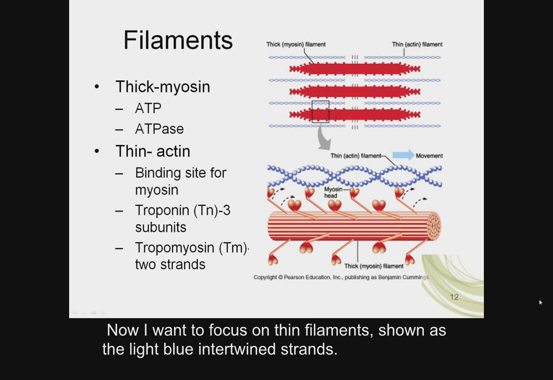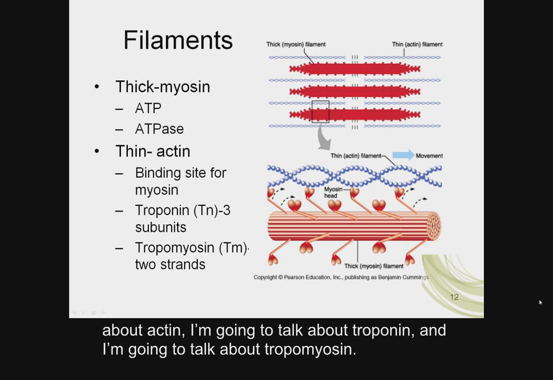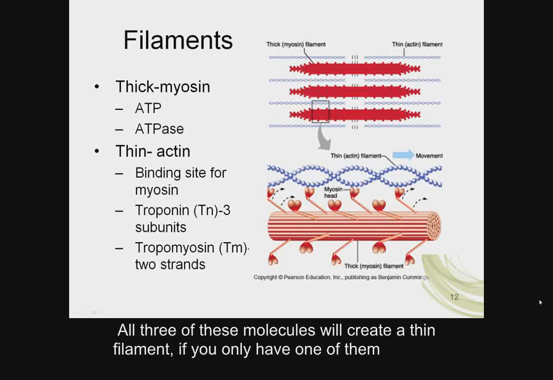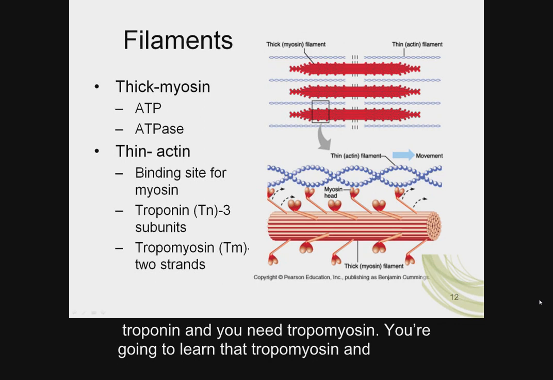Now I want to focus on thin filaments, shown as the light blue intertwined strands. Thin filaments actually are created by multiple different molecules. I'm going to talk about actin, I'm going to talk about troponin, and I'm going to talk about tropomyosin. All three of these molecules will create a thin filament. If you only have one of them, you do not have a full, complete thin filament. You need actin intertwined, you need troponin, and you need tropomyosin.